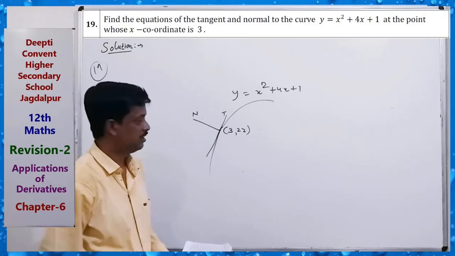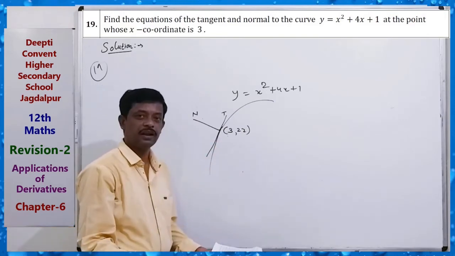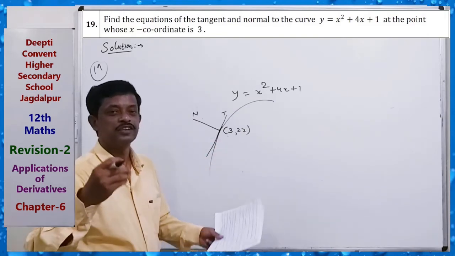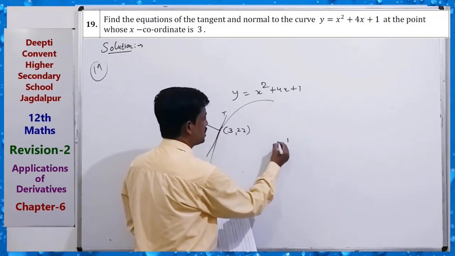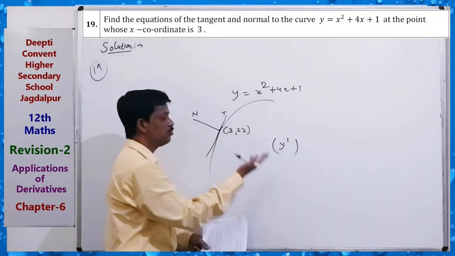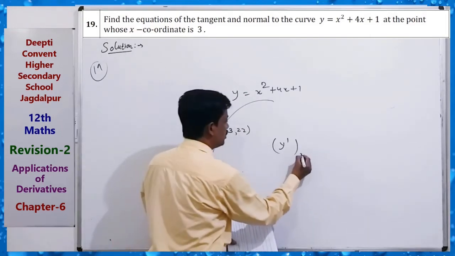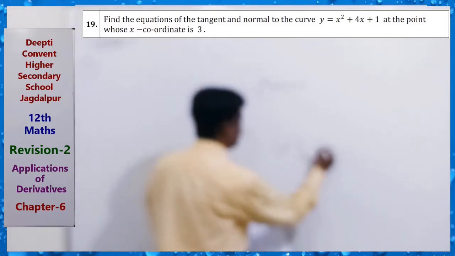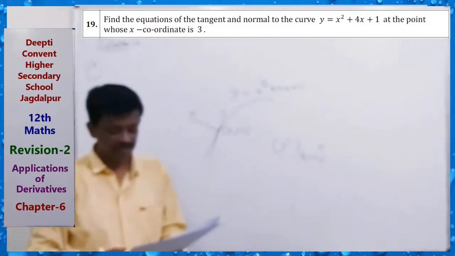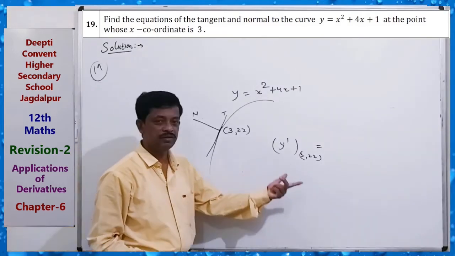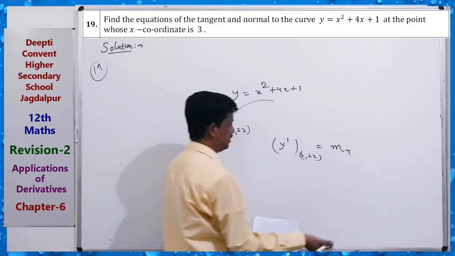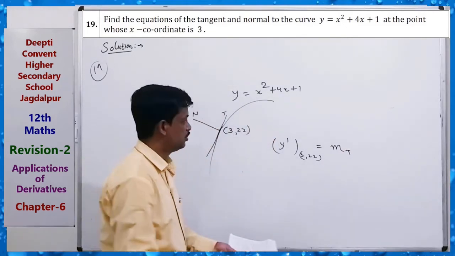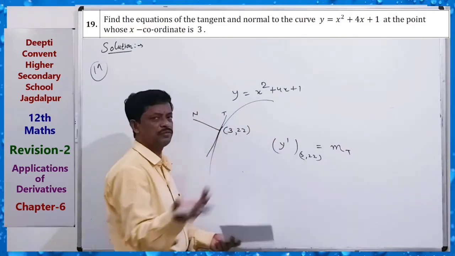22, we can get. So this is the point of contact. Now we have to find the slope of the tangent and normal. Slope of the tangent means y dash at point (3, 2, 2). You can get the value, and that will be the slope of the tangent. So with slope and point, you can find the equation.